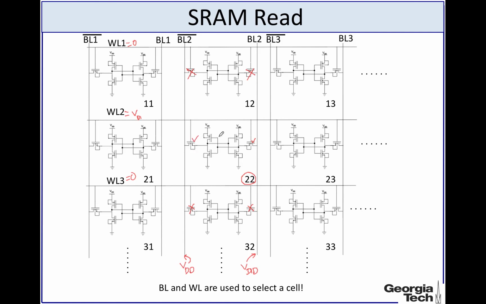Then, depending on what the data stored in this cell 22 is, the voltage of bit line 2 bar and bit line 2 will change. The way it will change depends on the data that is stored in cell 22. Again, the data stored in cell 32 or 12 will not affect the voltages of BL2 bar or BL2, simply because these pass transistors are off. So whatever the voltage is inside this cell will not affect these bit line voltages.